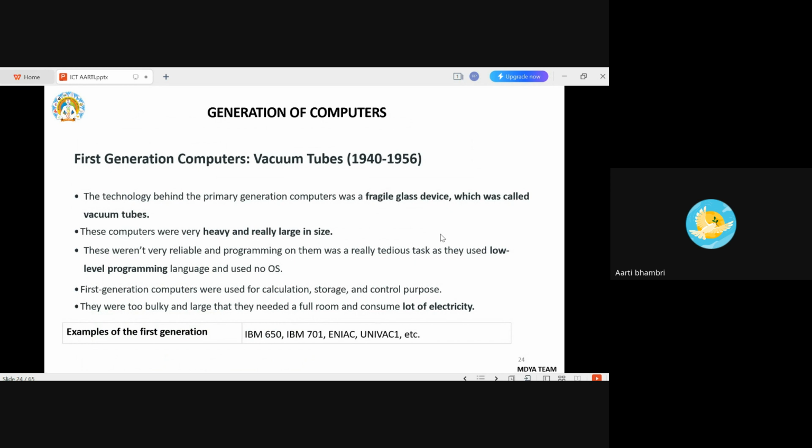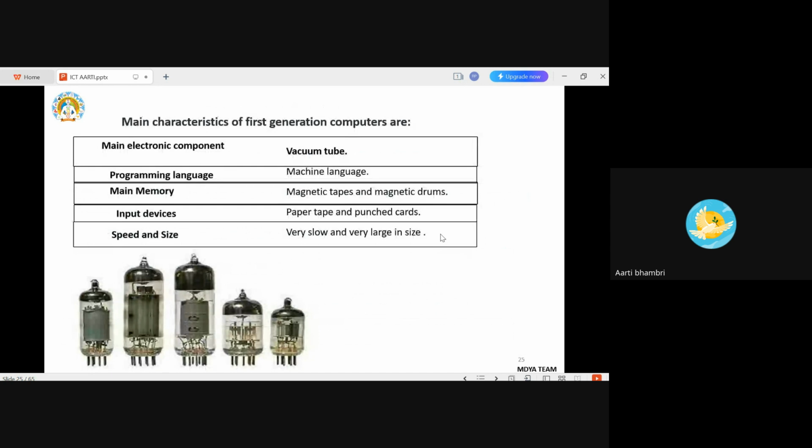These are the examples of the first generation computer: IBM 650, IBM 701, ENIAC, UNIVAC, and so on. I will discuss them later. Next slide. These are the main characteristics of the first generation computers. We have to remember these things, because sometimes a question related to these generations can come in the exam, as this topic is very important.